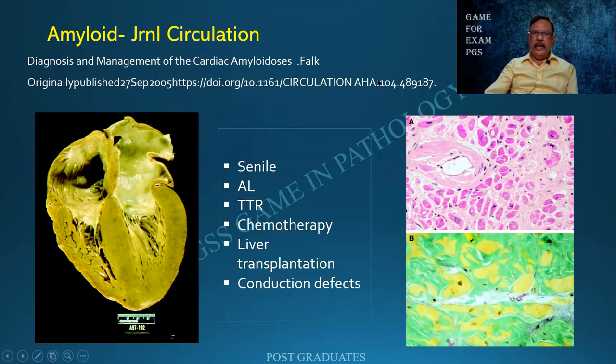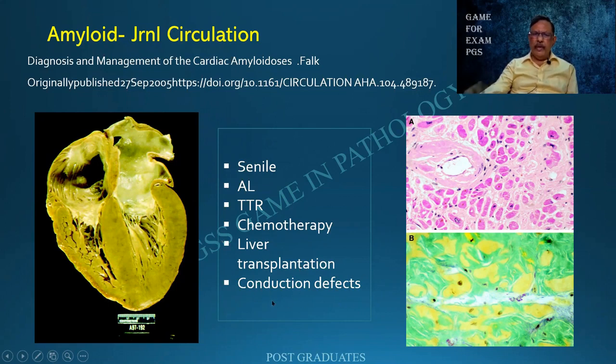As I had been mentioning earlier, the question can be region wise or sometimes it can be defect wise. In this case, it is an amyloidosis. In amyloid, the heart will be enlarged, it will be pale, it will be waxy. And this is a source of reference for these pictures over here. The type of amyloid that you people can get is senile, or it can be AL amyloid secondary to infection and inflammation, TTR. These are the types you can get, or it can also occur after chemotherapy, liver transplantation.